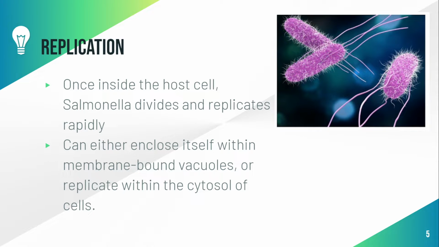Once inside the host cell, Salmonella divides and replicates rapidly and can either enclose itself within membrane-bound vacuoles or, as recently discovered, replicate within the cytosol of cells. Salmonella's preference to replicate in vacuoles versus in the cytosol possibly depends upon flagellal motility.